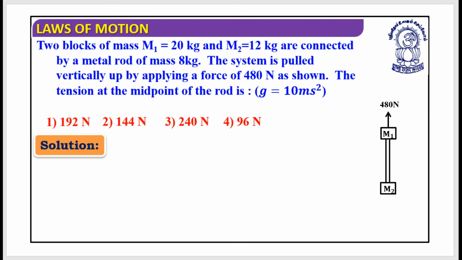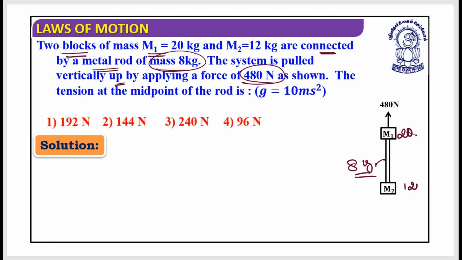It says that two blocks of mass m1, which is 20 kg, and m2, which is 12 kg, are connected by a metal rod of mass. Even this metal rod has a mass of 8 kg. The system is pulled vertically up by applying a force of 480 Newton as shown. Find the tension at the midpoint of the rod.